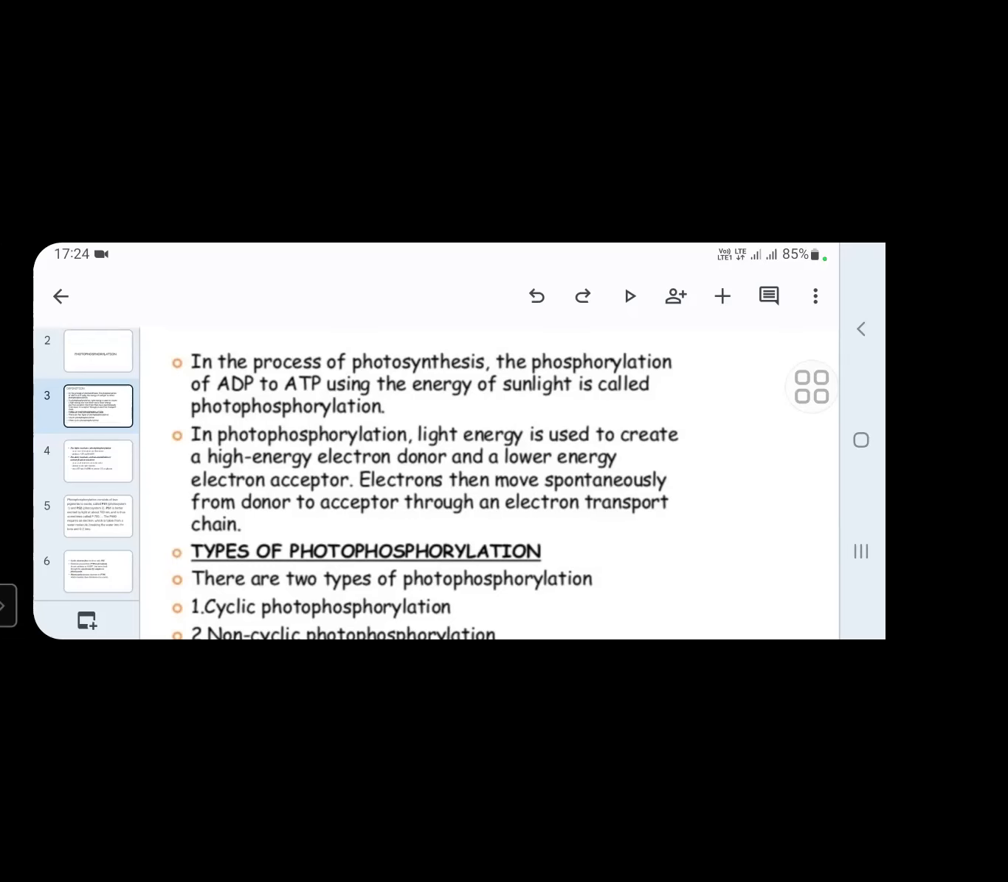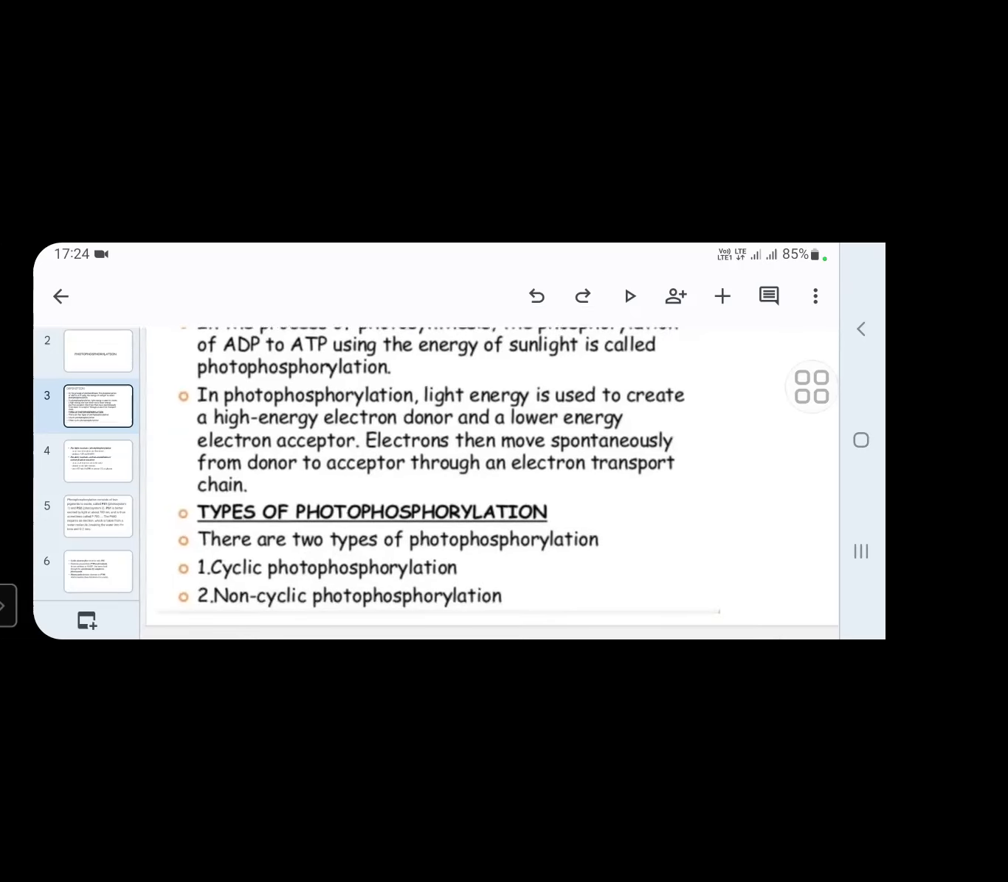In photophosphorylation, light energy is used to create a high energy electron donor and a lower energy electron acceptor. The electrons then move spontaneously from donor to acceptor through an electron transport chain. Before entering the ETS system, which we'll discuss later, first we are entering into the types of photophosphorylation. There are two types: the first one is cyclic photophosphorylation and the second one is non-cyclic photophosphorylation.